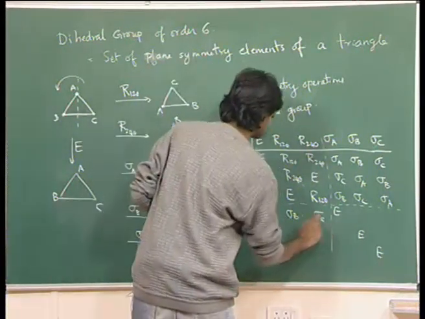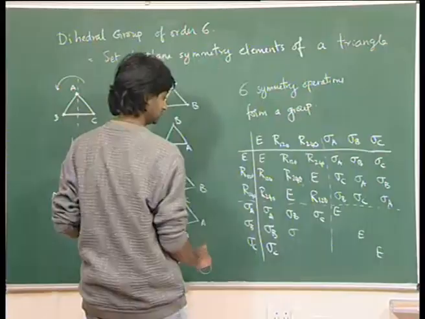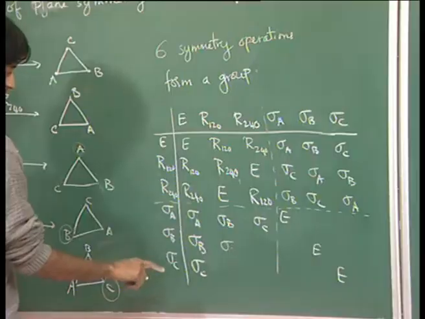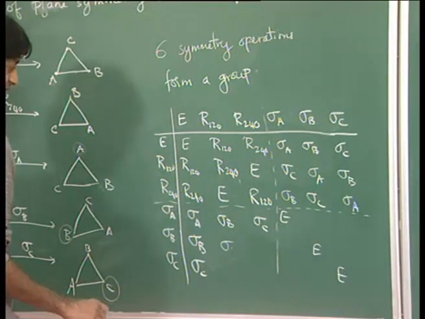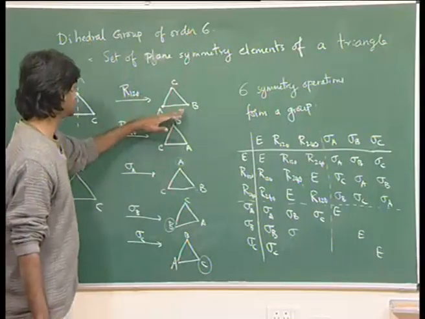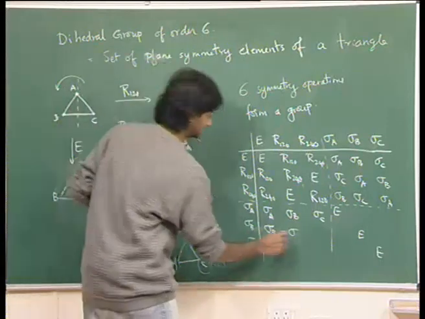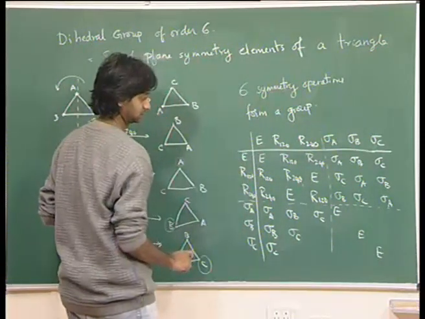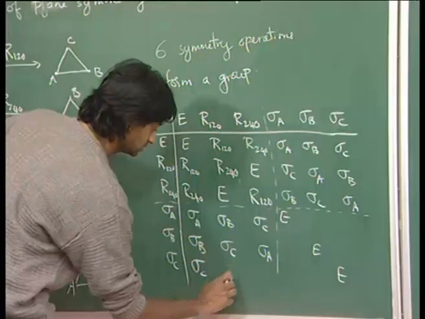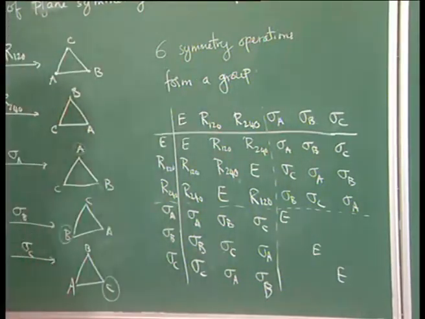Okay. And this will correspond to sigma C. This will correspond to sigma. So, if you do R120 and then followed by sigma B about this, then you have A here, B here, C here. So, that is sigma C. This will be sigma A, this should be sigma B. Okay. So, that should be.